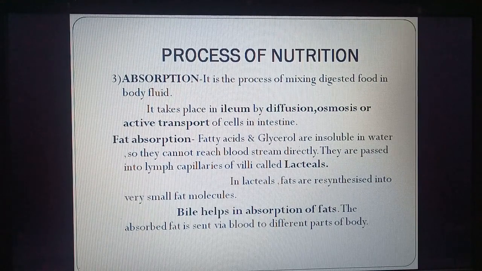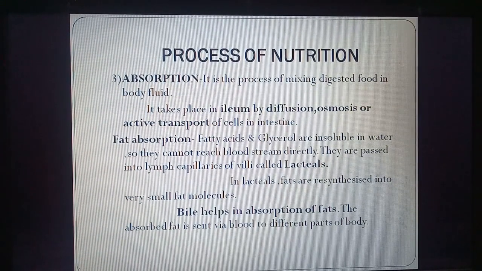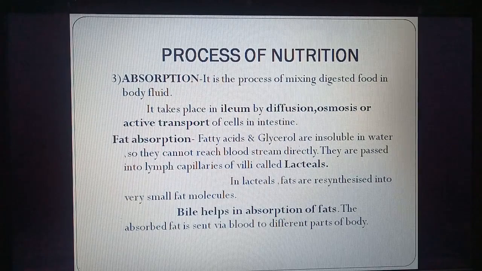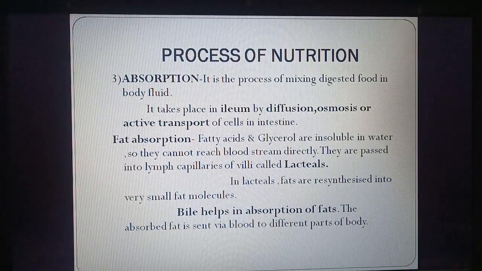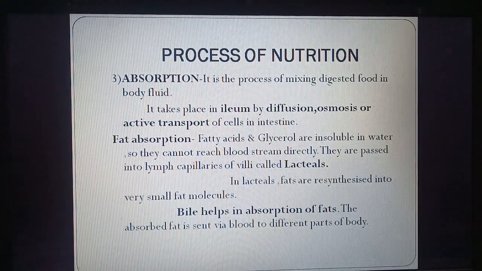So they are first passed into lymph capillaries. First the fat is transported to lymph capillaries which are found inside villi. These are called lacteals. So lymph capillaries are called lacteals. In the lacteals, the fats are resynthesized, meaning fatty acid and glycerol combine to form small fat molecules.